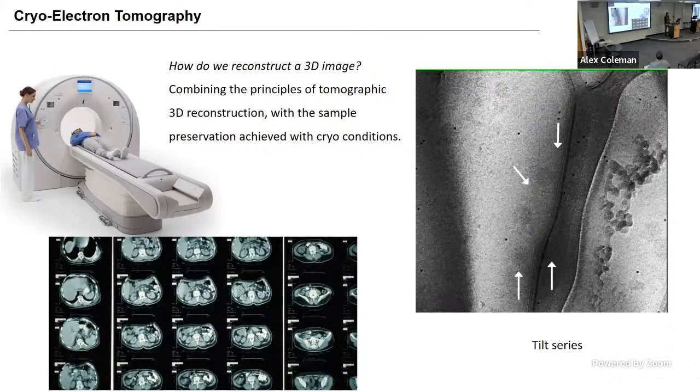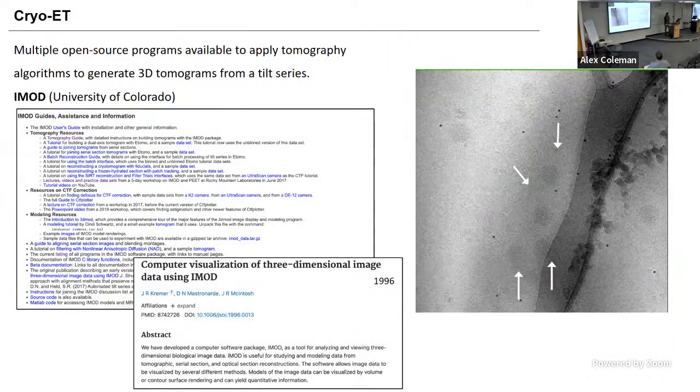And in general, this applies the same algorithms and principles as other tomographic 3D reconstructions, for example a CT scan, where we use this in combination with our cryo conditions, preserving our sample as native as we can. And the great thing about this is there are lots of open source programs available which apply these algorithms to your tilt series, and there are lots of guides available.